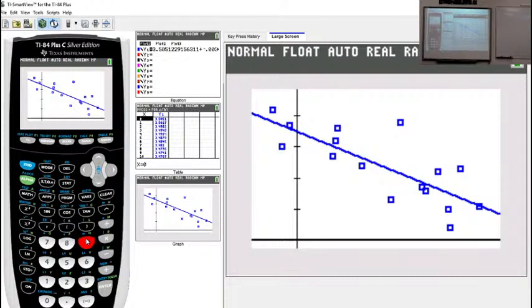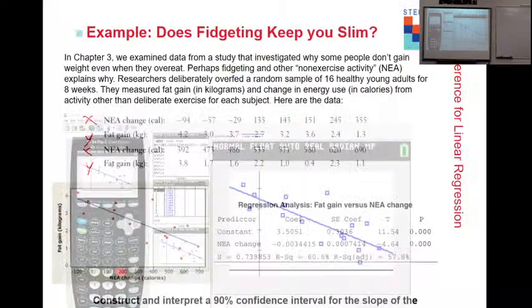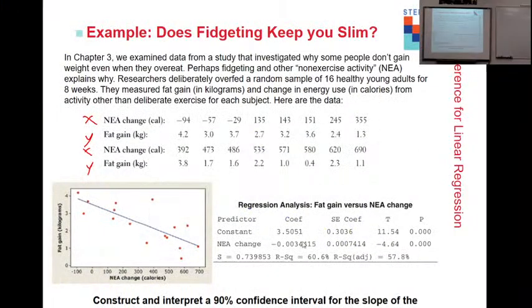Now, by the way, notice that the equation, the y-intercept and the slope, match the y-intercept and the slope that are sitting there on the table. These decimals should match what you get here.